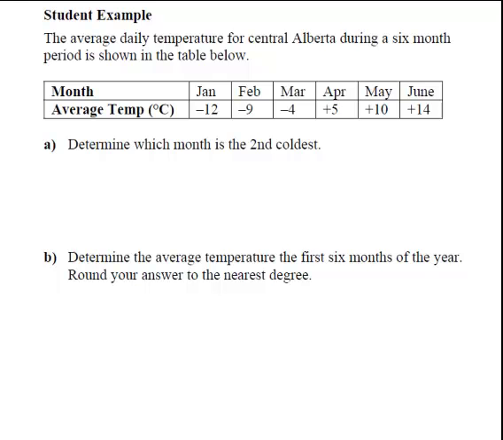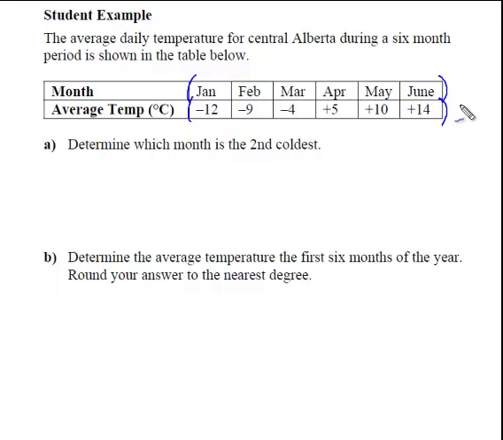Unit 1, Lesson 1, Student Example number 3. The average daily temperature for Central Alberta during the 6-month period is shown in the table below. So if you take a look at the table, they have the first 6 months of the year, January through June, and they had the average monthly temperature for each of those months written right below them.